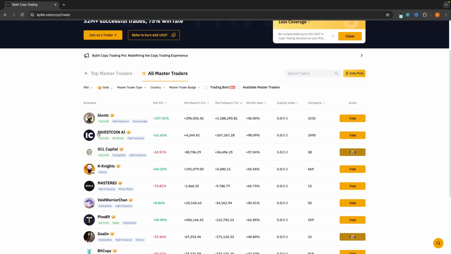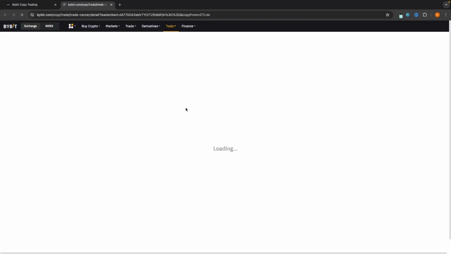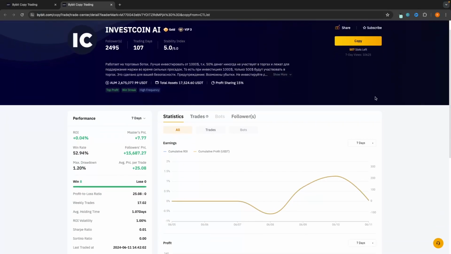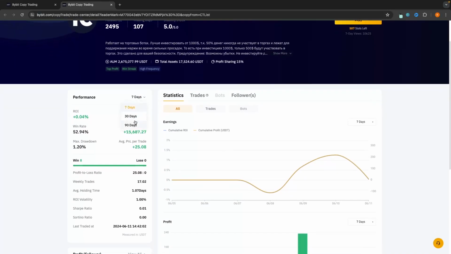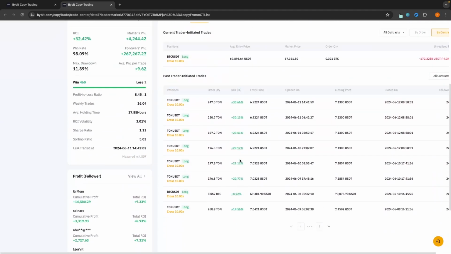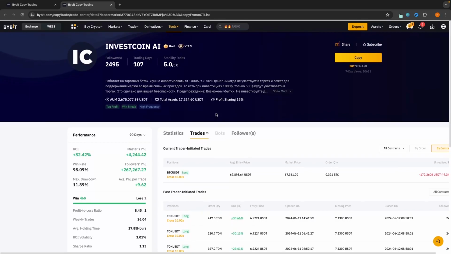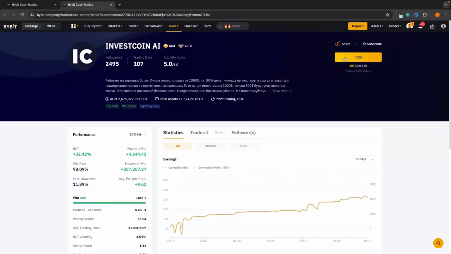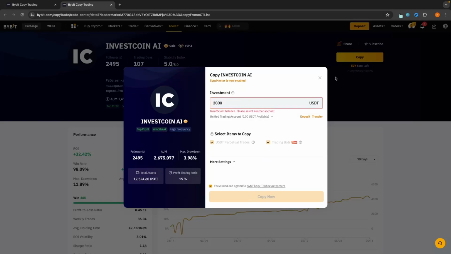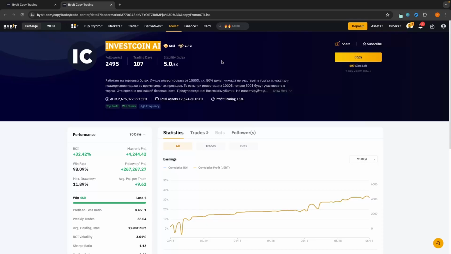So looking at this once again, the InvestCoin AI, this is the guy that I spoke about earlier. Looking at all of these statistics, this is the trader that I would follow. The last 7 days is green, the last 30 days is green, the last 90 days is green. He's open and shows all of the trades that he has made right here. So what I would do is just go up to copy, enter in the amount that I would like to copy him with. Let's go 2K, click on copy now, and then I can copy this trader. So that is my Bybit copy trading tutorial.